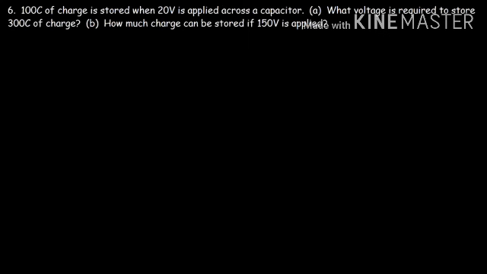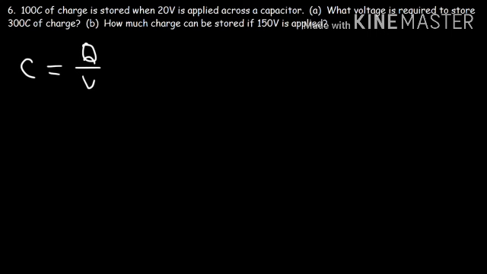Number 6. 100 coulombs of charge is stored when 20 volts is applied across the capacitor. What voltage is required to store 300 coulombs of charge? We know that capacitance depends on the area and the distance between the plates. It doesn't depend on the charge or the voltage, but it is the ratio between the charge and the voltage.